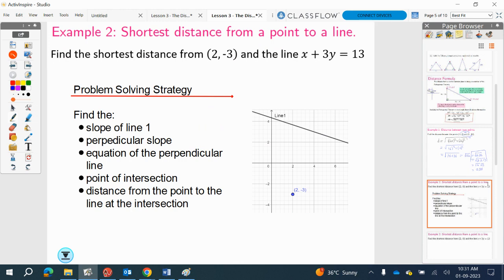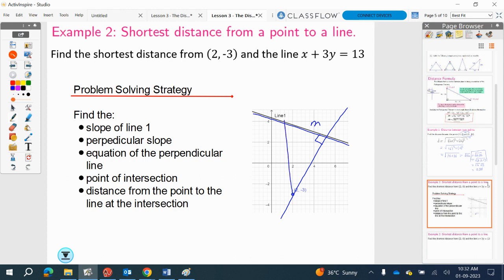So the way we solve this problem is we need to find the slope of this line. So we find the gradient here. We can use that to find the perpendicular slope and put an equation of a line through here so that it is perpendicular to that one. If it's perpendicular to that one, that will give us the shortest distance. So the shortest distance always is going to lie on the perpendicular.